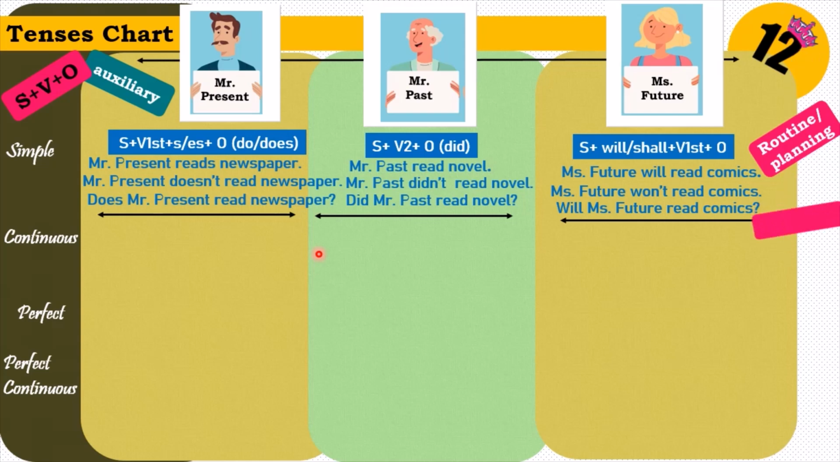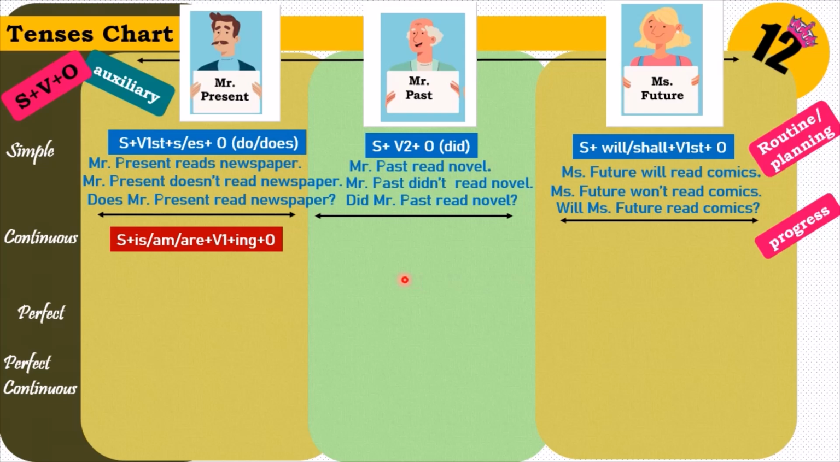The continuous tense shows progress, a work that is happening at that moment, such as we have the formula: subject coming in the initial position with the addition of is, am, are according to the number of singular and plural verb.